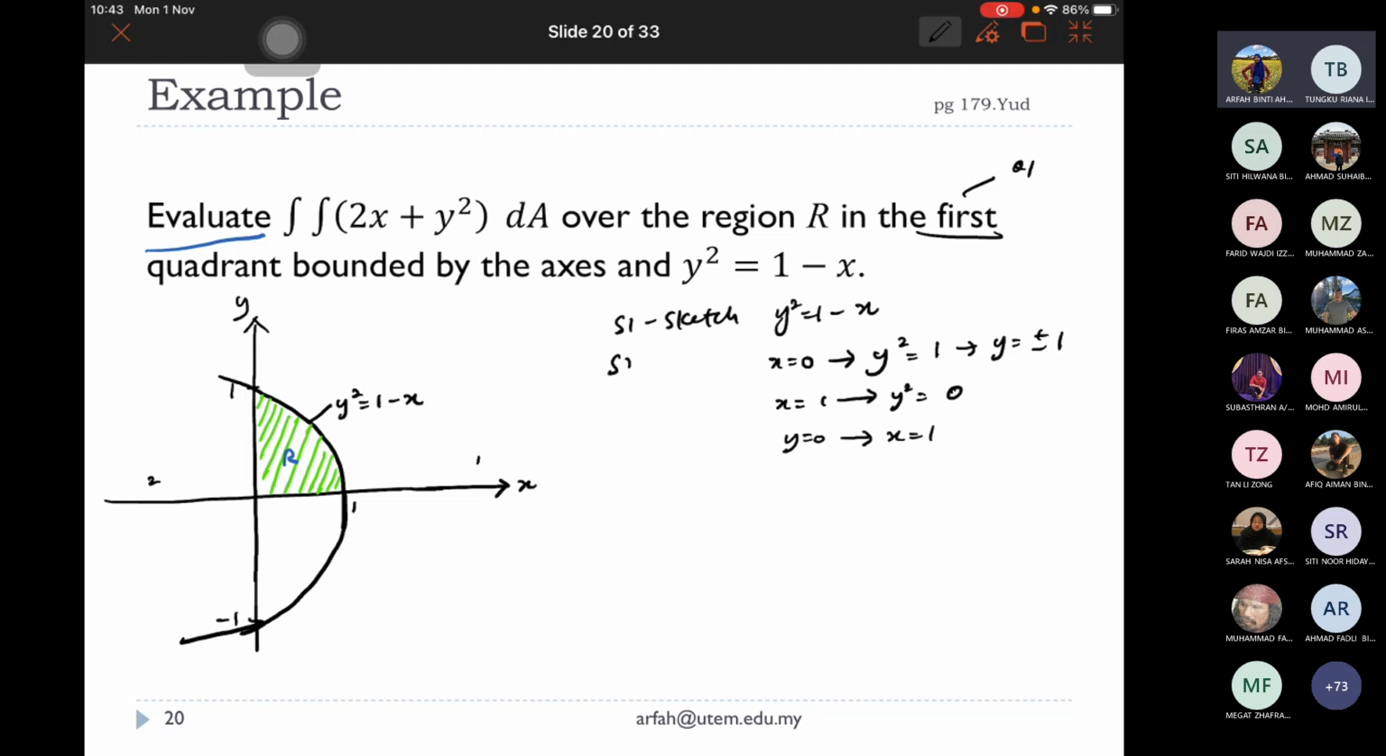Then step kedua, tentukan limits of x and y. So yang ini awak boleh guna either type 1 atau boleh juga guna type 2. Okay. So boleh guna mana-mana. So kalau guna type 1, dia akan jadi y dalam x, and then dia akan jadi apa nama dia tadi kalau type 1?